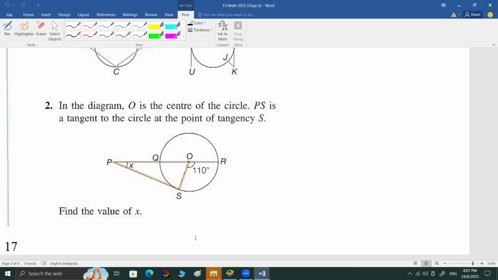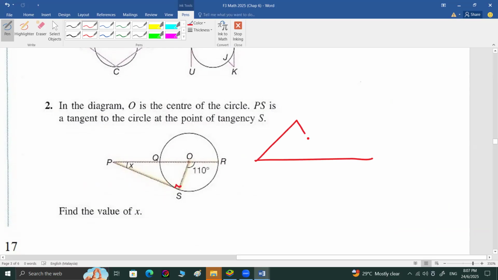Very good. 6.3, wait, now let me check. 6.3, yeah, it's 20. Okay, can you get 20? That is quite easy, right? Because I said this is 90, right? Actually there are 2 ways to do it. Remember I taught you this formula before? Okay, we do some revision of this formula again.